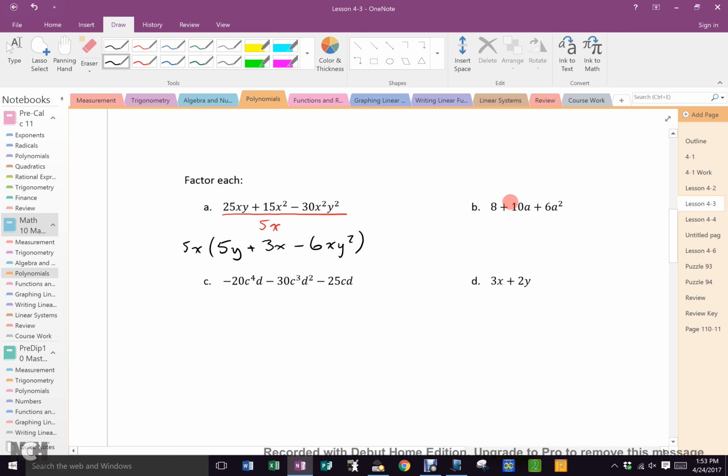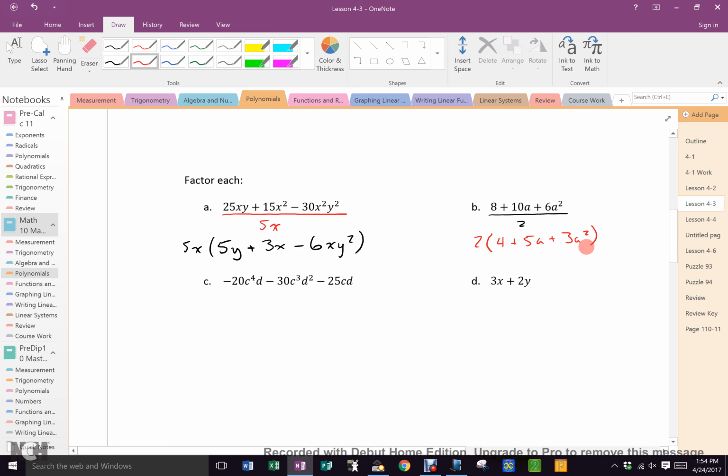What's the common factor? 2. Any letters? Why? Because the first guy doesn't have a letter, so I'm dividing everything by 2. So what goes outside the brackets? What goes inside the brackets? All my answers. I don't want to say them this time. What is it? 4 plus 5a plus 3a squared.